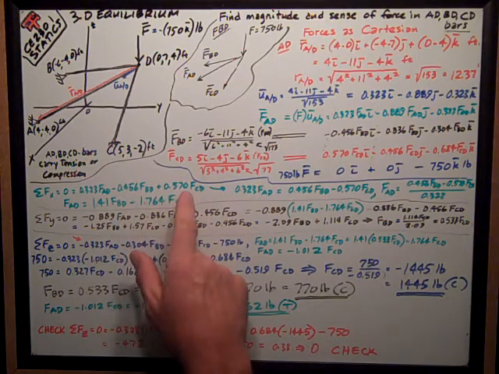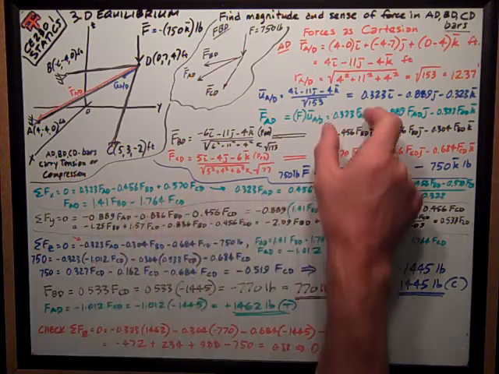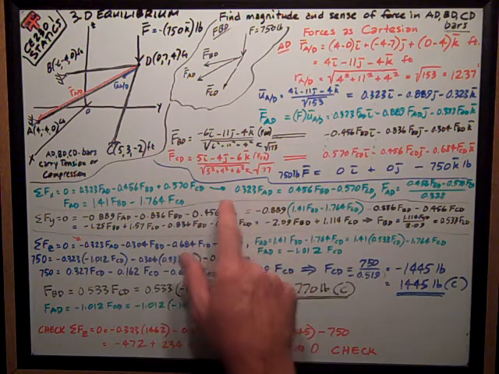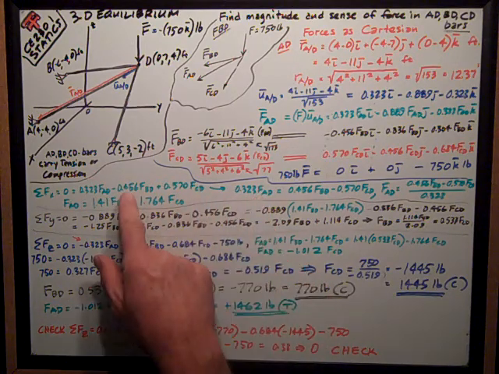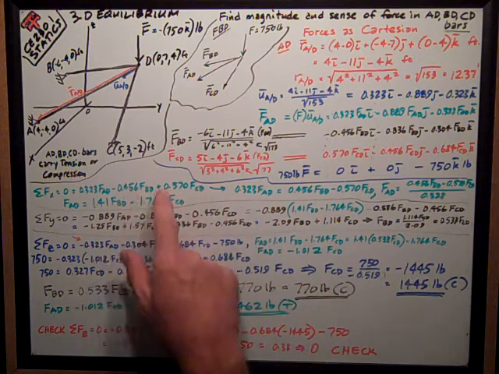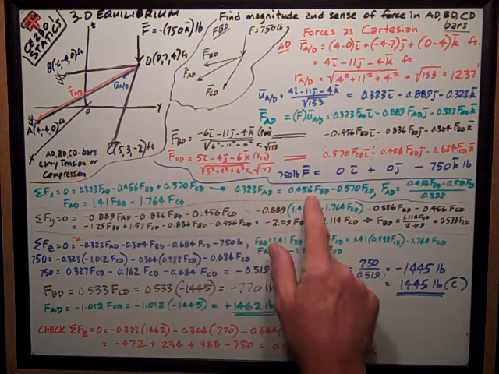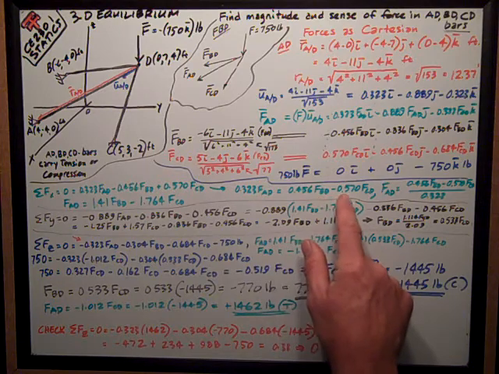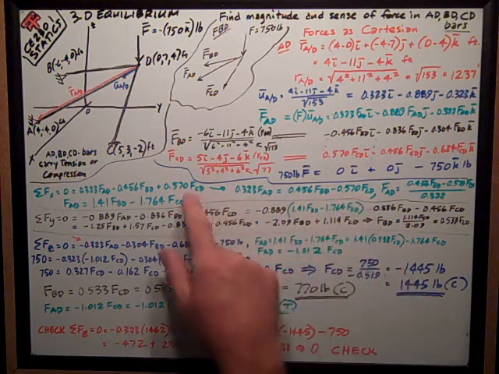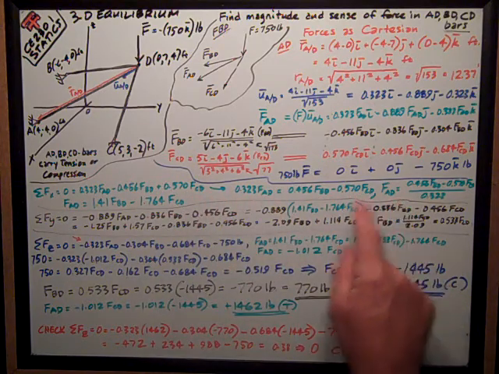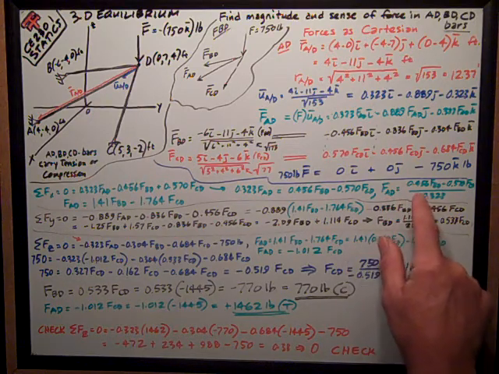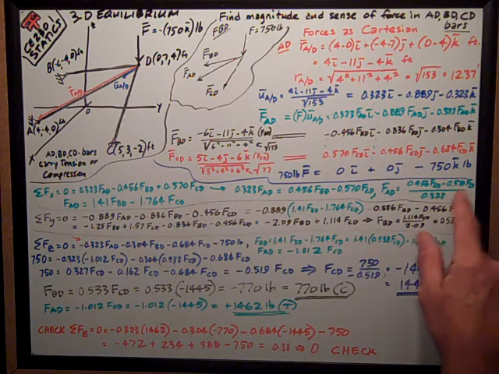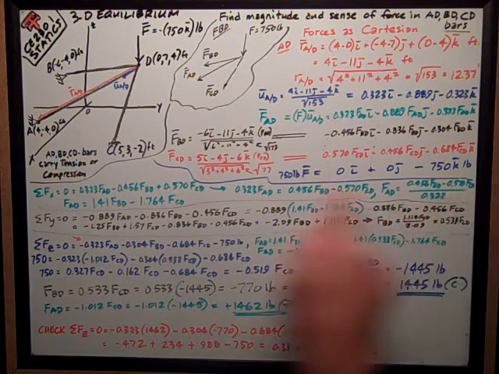So I've expressed that sum of forces in the X, combined that column. Then I can rearrange it and say 0.323 FAD is equal to these other 2. Take them to the other side of the equal sign: 0.456 FBD and negative 570 FCD. Then I can divide both sides by 0.323 and get FAD is that expression divided by 0.323.